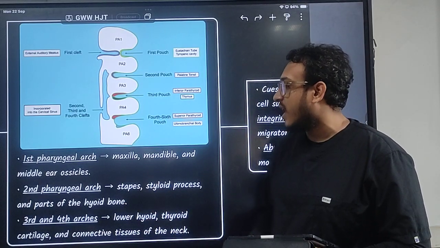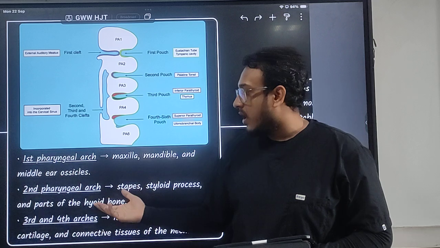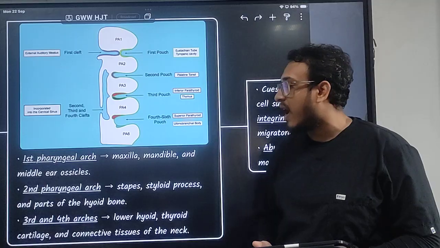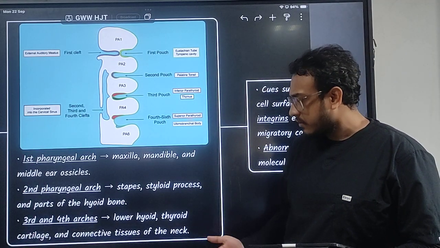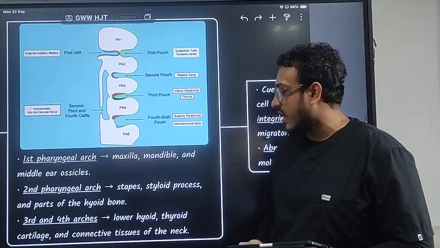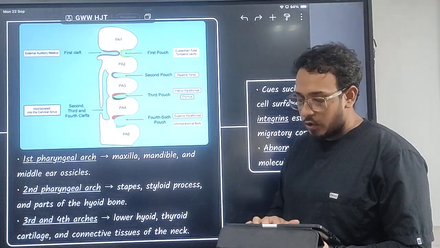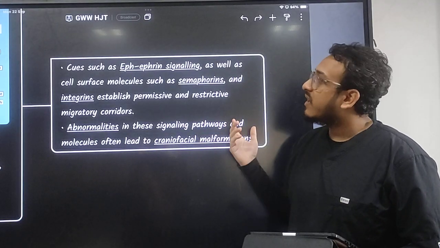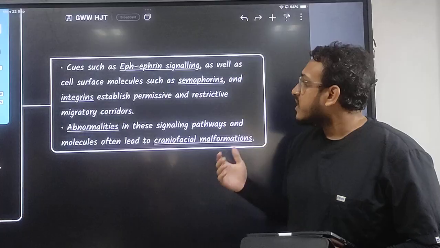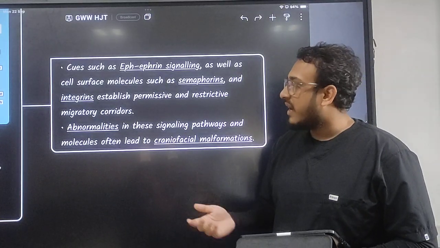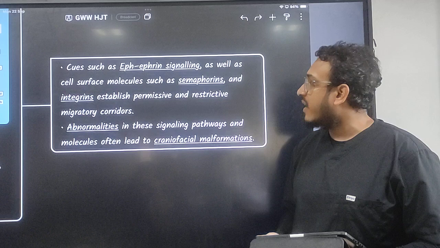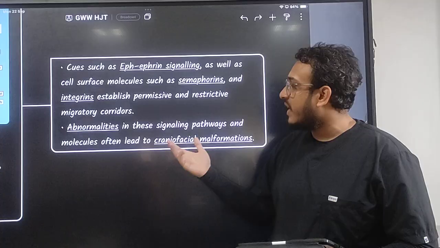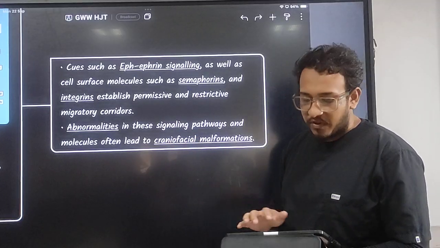As we know, the first pharyngeal arch will give rise to the maxilla, mandible, and middle ear ossicles. The second pharyngeal arch will give rise to the stapes, styloid process, and parts of the hyoid bone. The third and fourth arches will form the lower hyoid, thyroid cartilage, and connective tissue. So all these will form from the neural crest cell migration. Cues such as ephrin signaling, as well as cell surface molecules such as semaphorins and integrins, establish permissive and restrictive migratory corridors. These expressions will allow the cells to migrate, and abnormalities in these signaling pathways will lead to craniofacial malformations.